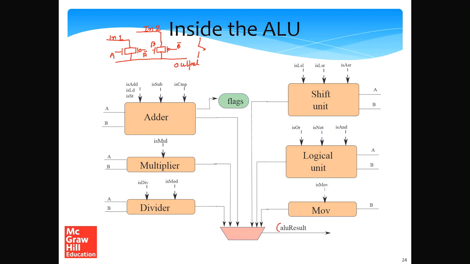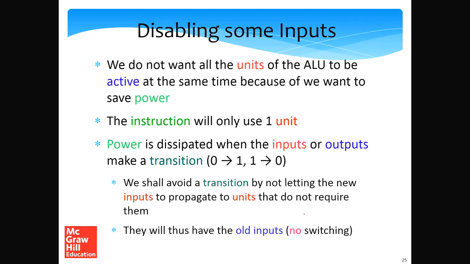What we want at a high level is that the output of the ALU, called the ALU result, is computed correctly. This pretty much talks about the same thing. Also, this slide talks about power consumption. The idea is that we do not want all the units of the ALU to be active at the same time, because that would consume a lot of power, and the instruction will also use only a single unit.